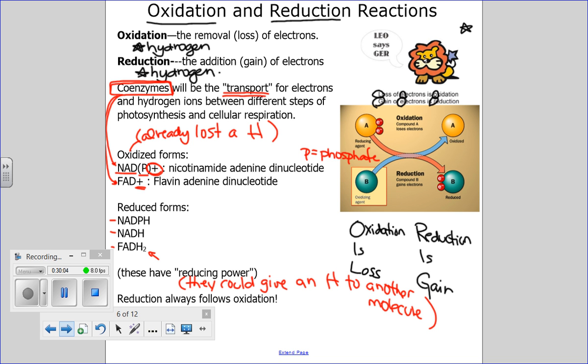Now this picture up here is illustrating that very idea. Here are two molecules. You'll notice the top one has electrons and the bottom one doesn't. And as they meet each other, the top one loses its electrons and the bottom one gains electrons. These processes have to happen together. You can't oxidize something without reducing something else.